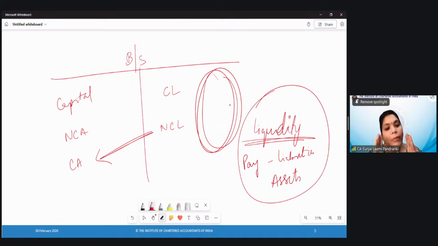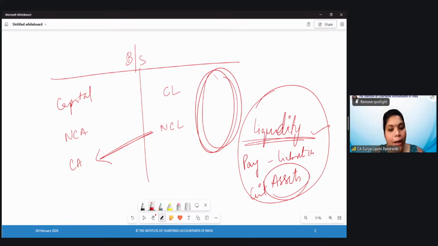जब हम बोलते हैं कि हम liquid हैं, we are liquid enough to repay back, मतलब ये है कि हमारी liabilities हम pay कर सकते हैं using our assets, whatever we have. That is what is liquidity. That is why inventory. Why is inventory coming here? Because inventory is part of your current assets.